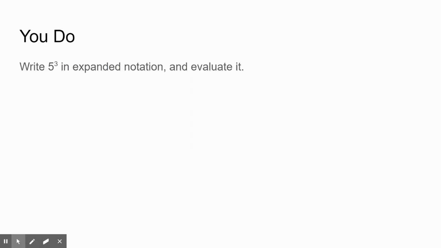Next up is a you-do problem. This time we have 5 to the power of 3. You're going to write this in expanded notation and then evaluate it, just like what we did in the previous slide, except this time your base is 5 and your exponent is 3. Ready, go.